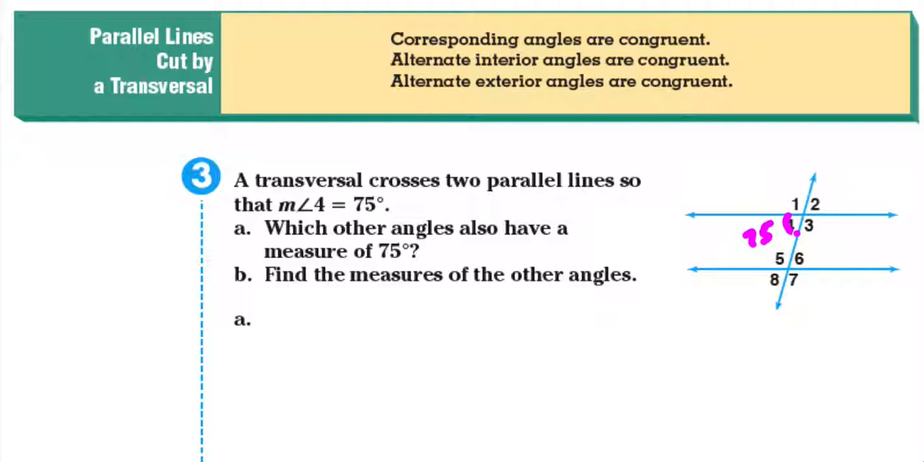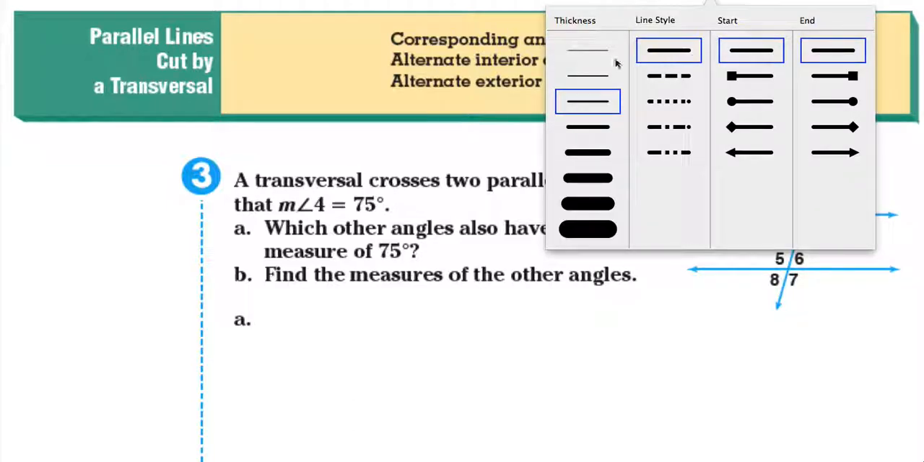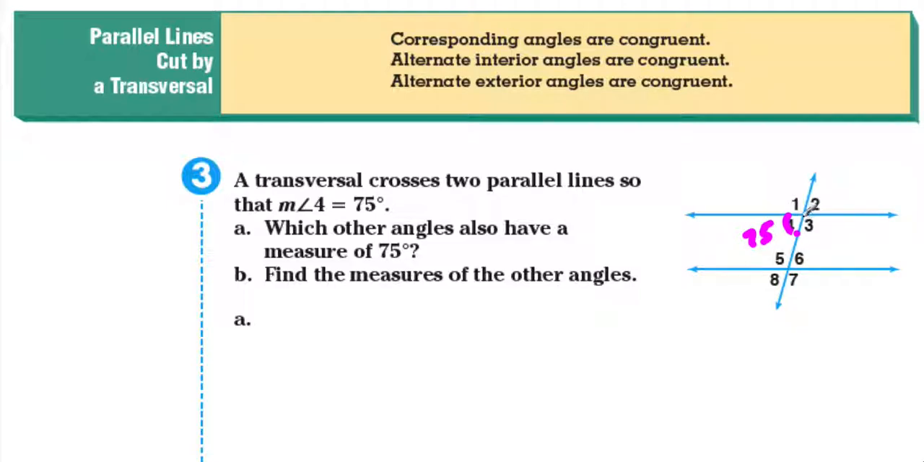And let's take a look at this one. We know for a fact that angle 4 corresponds with angle 8, so this is also 75 degrees. Angle 4 is also an alternate interior angle of angle 6, so this is also 75 degrees. And let's take a look at this another way. Angle 2 and angle 4 are vertical angles, so this is also 75 degrees.